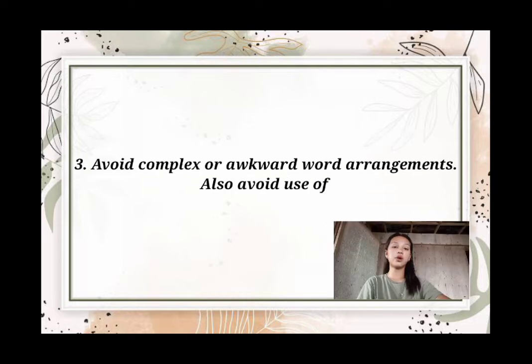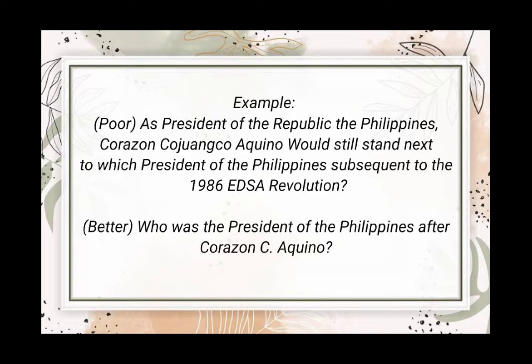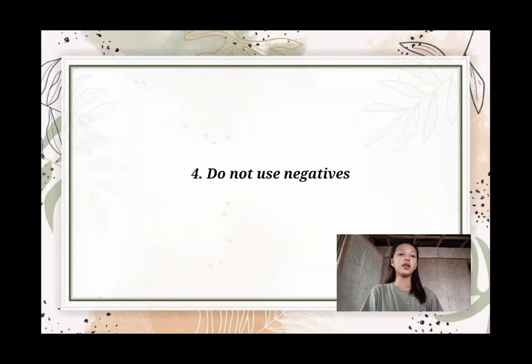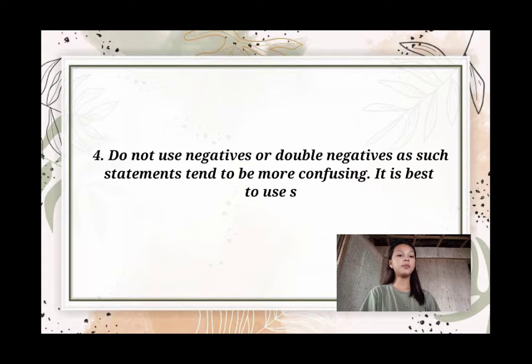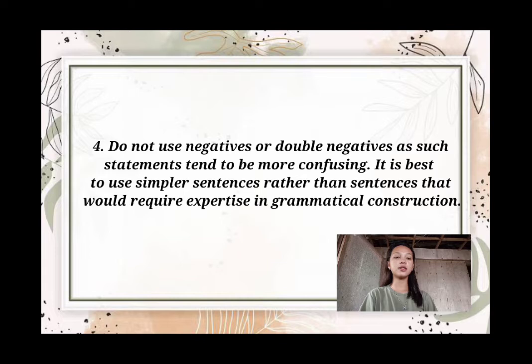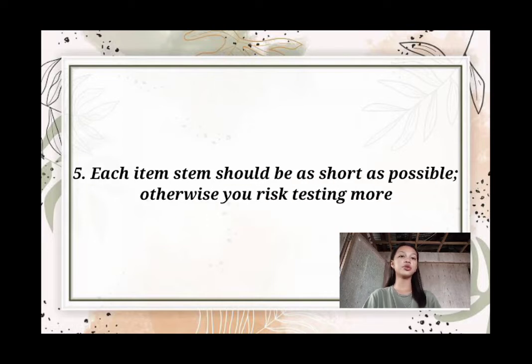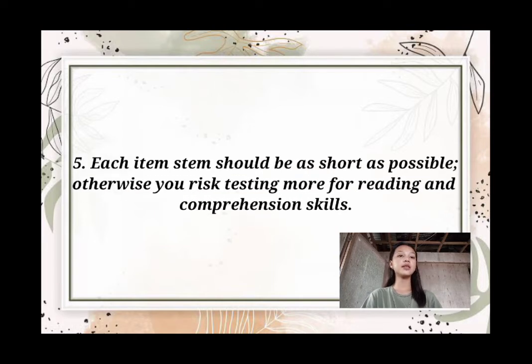Number 3. Avoid complex or awkward word agreements. Also avoid use of negatives in the stem as they may add unnecessary comprehension difficulties. Number 5. Each item's stem should be as short as possible. Otherwise, you risk testing more for reading and comprehension skills.